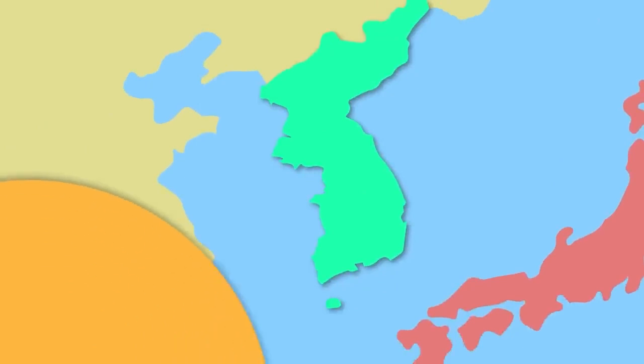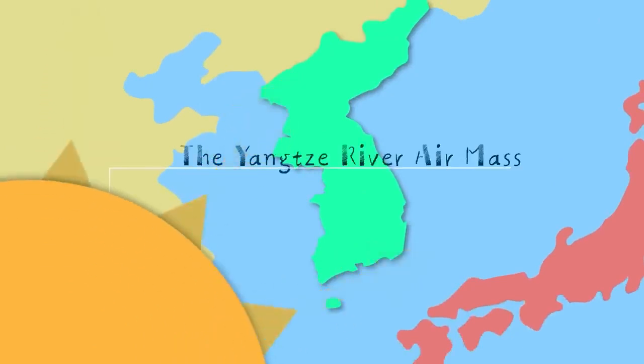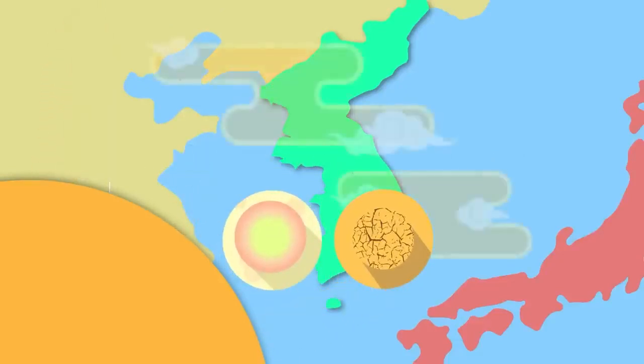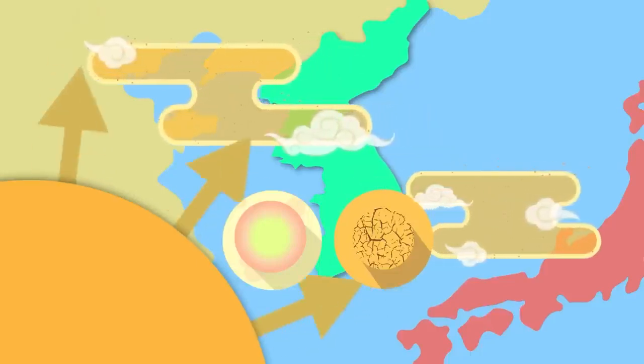Lastly, there is the Yangtze River air mass. It originates in the low latitudes of mainland China, making it warm and dry. It affects Korea in the spring and the fall and is the cause of yellow dust and cold spells in late spring.